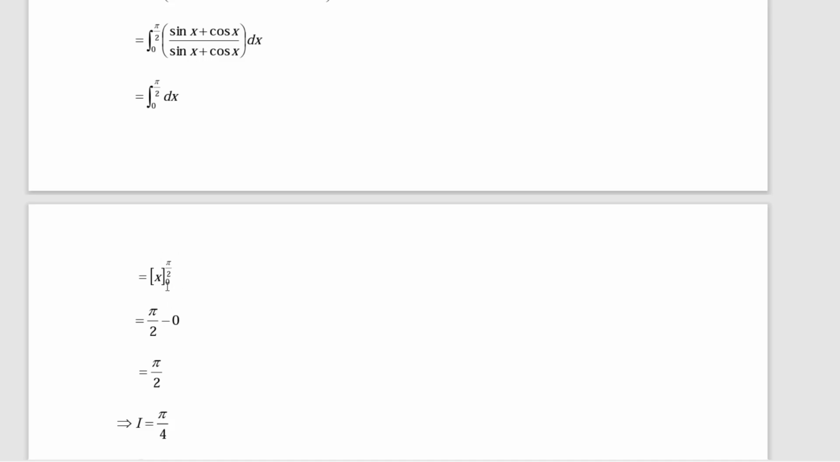Now how to put this limit? First we have to put the value of the upper limit in all the places of x. Next we have to give a minus, then we put the lower limit, which is 0, in all the places of x. So we did that and got pi by 2 minus 0, the value of which is pi by 2. We have a 2I on the left side, right? The 2 went to the right side, so we got pi by 4, and we had to prove the value of the given function is equal to pi by 4. So here it is, we have proved that.